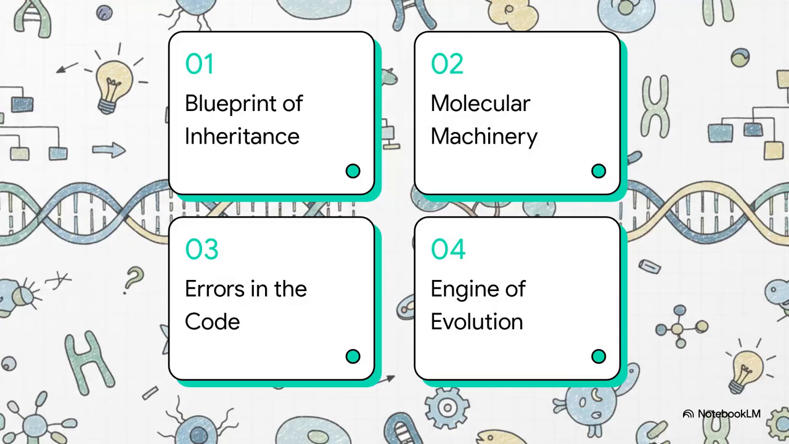So here's our game plan for today. We're going to build our understanding piece by piece. First up, the classic rules of inheritance. Then we're going to zoom way in to see the molecular machinery that makes it all happen. After that, we'll look at what happens when errors, typos, creep into the code. And finally, we'll see how those tiny errors can drive the massive process of evolution.